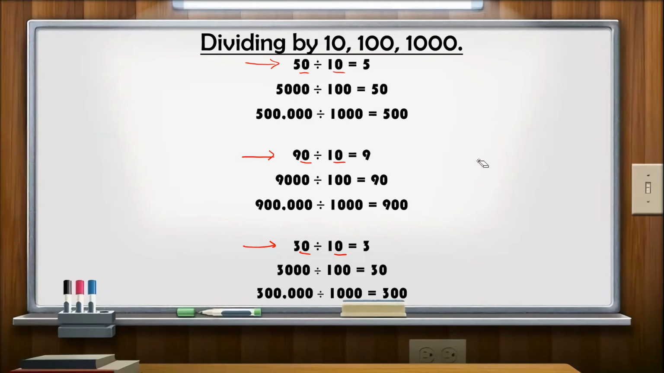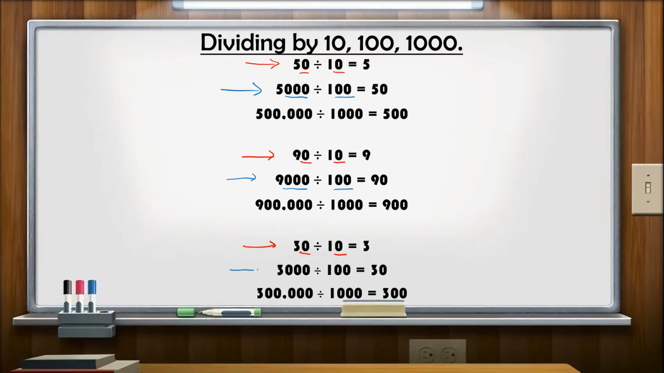Now, let's apply the same concept when dividing any number ending in 0 by a power of 10. So in the case of 5000 divided by 100, we can see that the number 5000 is becoming 100 times smaller. So it leaves us with the answer of 50. In the case of 9000 divided by 100, we can see 9000 becoming 100 times smaller. So we get the answer of 90.